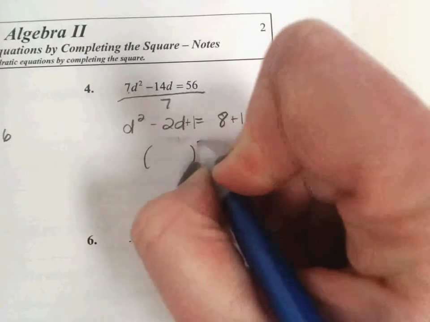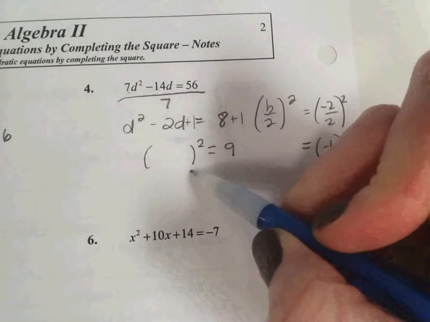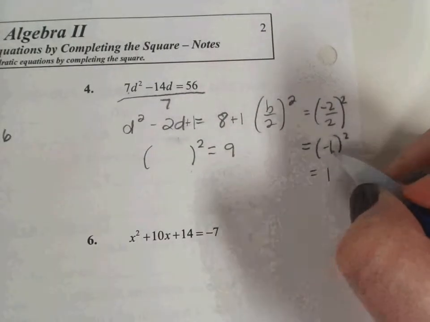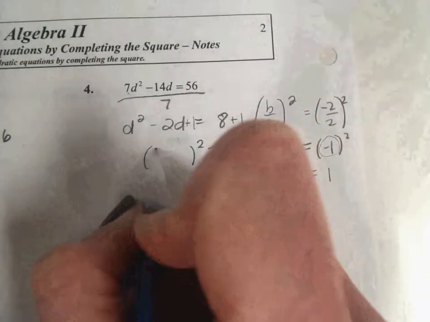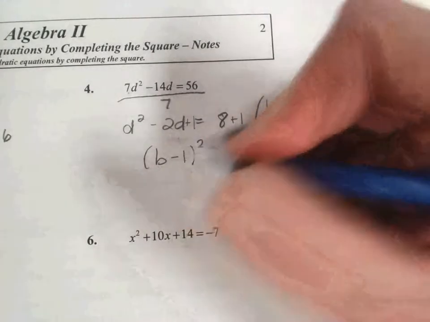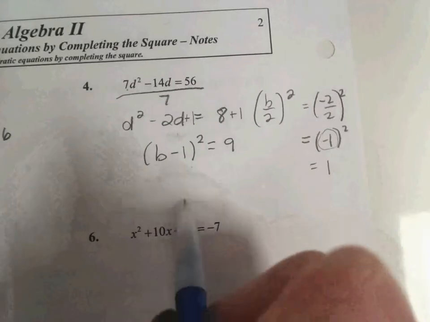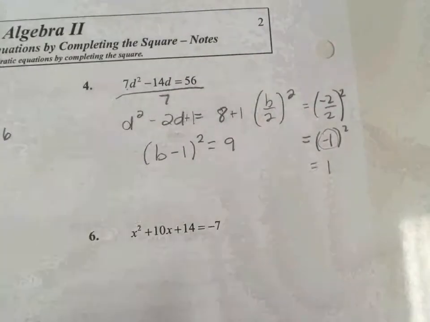And now we can create our perfect square binomial. So our perfect square binomial that goes in here is the one where we just write that b divided by 2 value of negative 1 inside those parentheses with the d. Right, from here down is just solving.